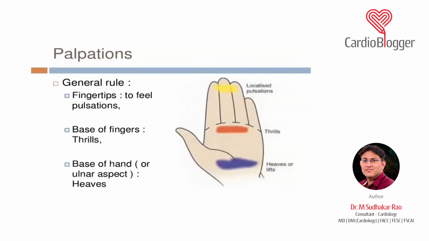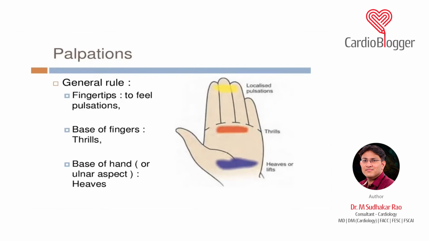Now, the general rule of palpation, which you may remember from your MBBS days, involves three areas: the fingertips, the base of the fingers, and the base of the hand. We know the base of the hand is best for the parasternal heave and parasternal lift, the difference which we will discuss in the further slides. The thrill is best palpated at the base of the fingers, and it is like the purring of a cat's skin.